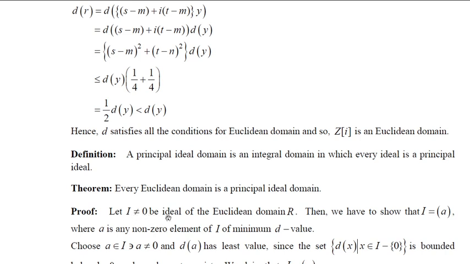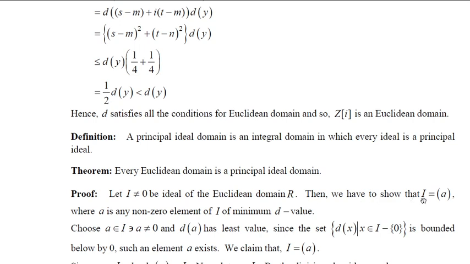Let I be a non-zero ideal of Euclidean domain R. Then we have to show that this ideal is a principal ideal, so that every ideal of R becomes a principal ideal. Therefore, this will become a principal ideal domain. Now, we have to show that I is the ideal generated by A. Therefore, this becomes a principal ideal where A is a non-zero element of I of minimum D value.